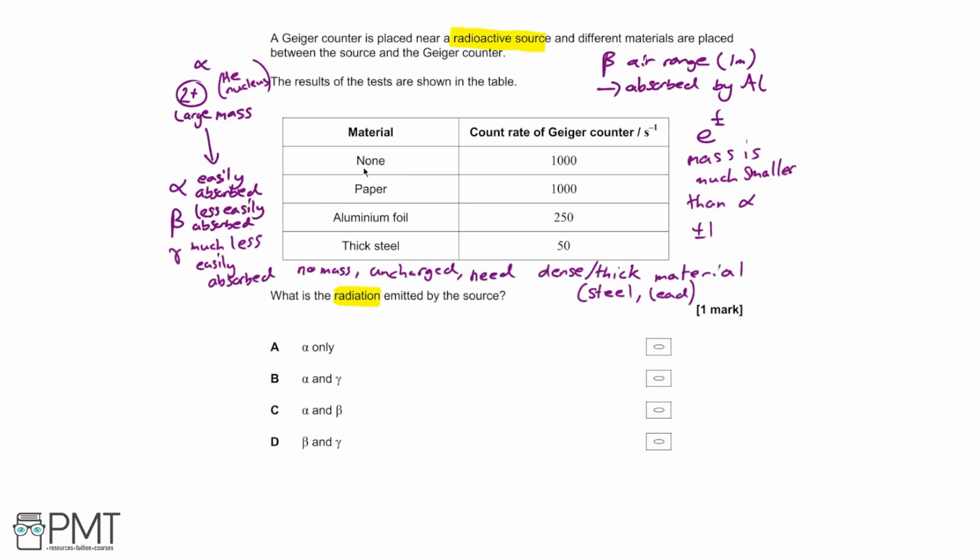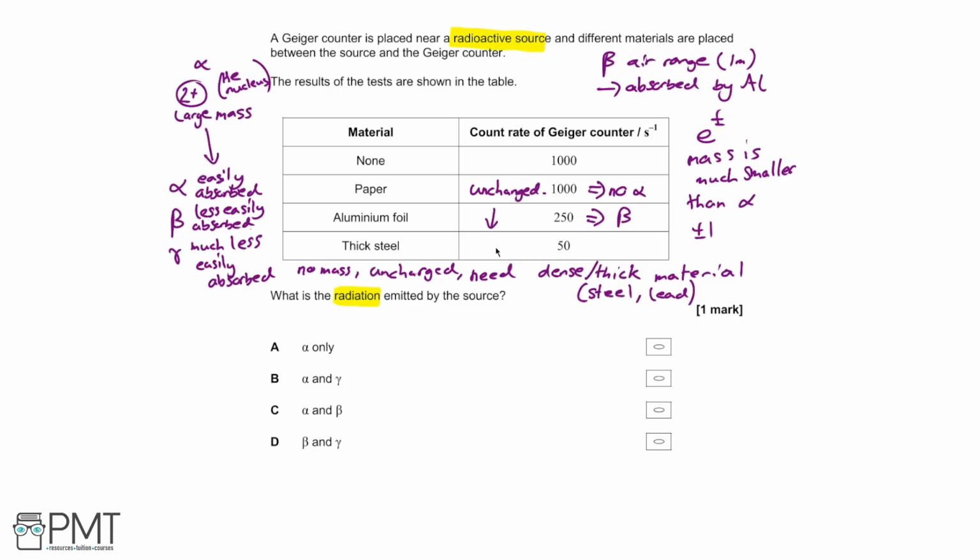Relative to the test whenever there's no material present, this is the control test, we see that for paper, there is no change in the count rate of the Geiger counter. This implies that there's no alpha. Adding the aluminium foil causes the count rate to decrease. This would serve to remove alpha radiation if it was present, which we've already determined it isn't, as well as beta radiation. Since the count rate has gone down, there is beta present in the radioactive sample.